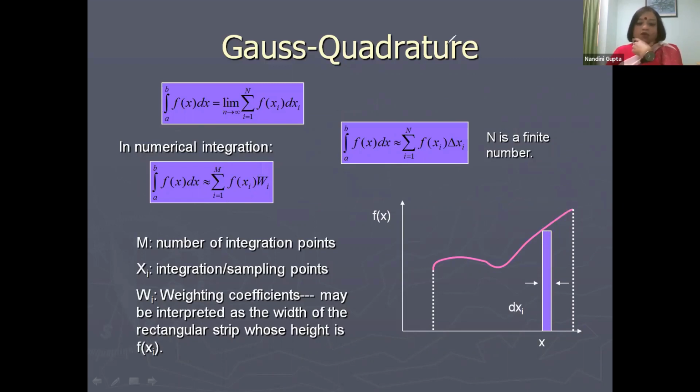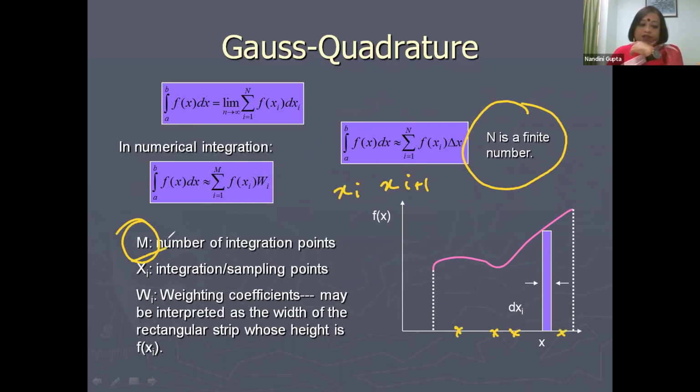And then what I will say is that I would like to take an infinite number of points, but I know I cannot. I know that N has to be a finite number. And let me say that M is the number of integration points. That is, M is the number of xi's that you choose. So you take M number of points. For each integration point, xi is the integration point or the sampling point. And at every sampling point, you have a weighting coefficient wi. In this case, it is like the width of the rectangular strip whose height is given by f(xi).